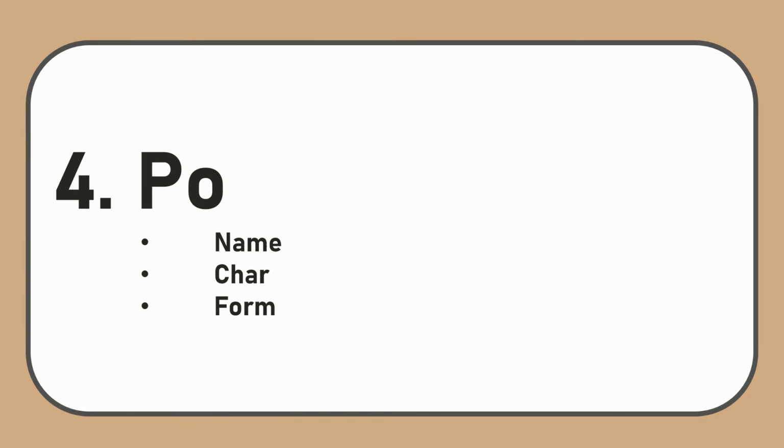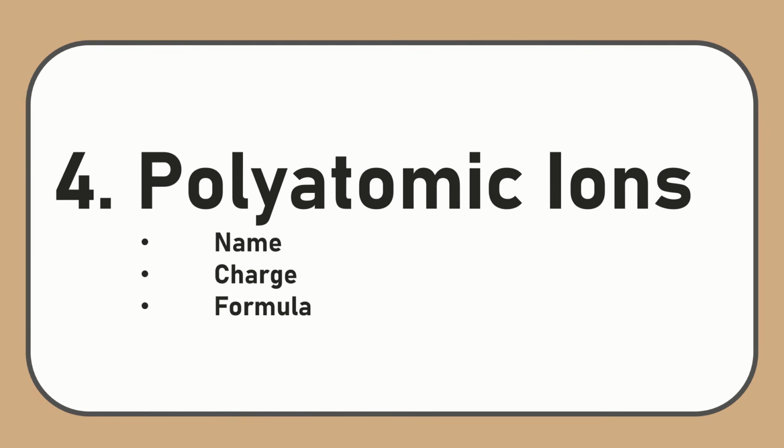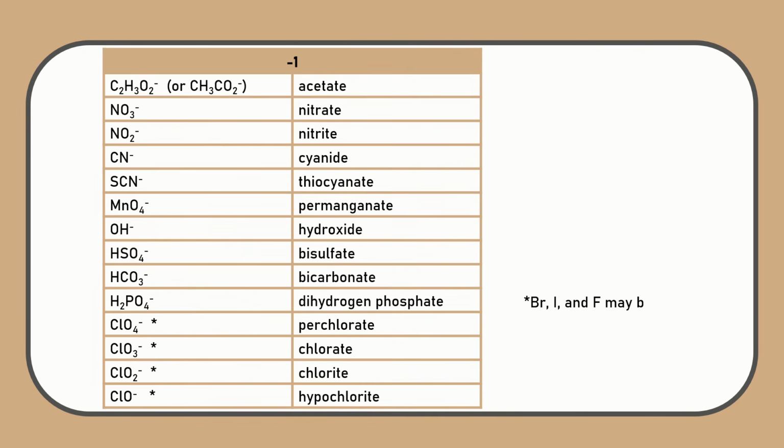Then, you're going to need to know some polyatomic ions. A PDF of these will be linked in the description below. You'll have to know the name, the formula, as well as the charge. Here are the polyatomic ions you must know with a -1 charge. Also be sure to note that bromine, iodine, and fluorine can be substituted into the same naming pattern as chlorine.